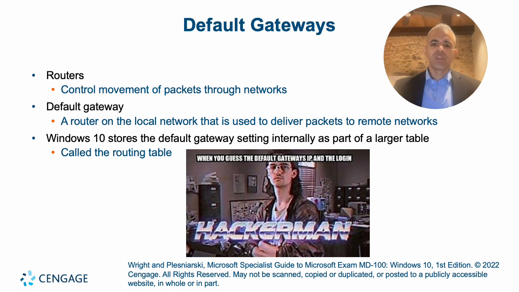Windows 10 usually stores that default gateway setting in something called a routing table. So it'll learn how it is that you move through the network and what you use in order to move through the network, and then allows you to move using it. It's called the routing table.